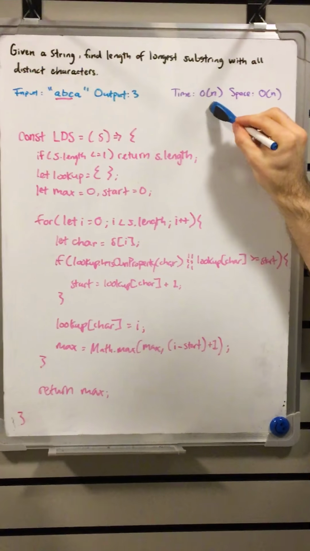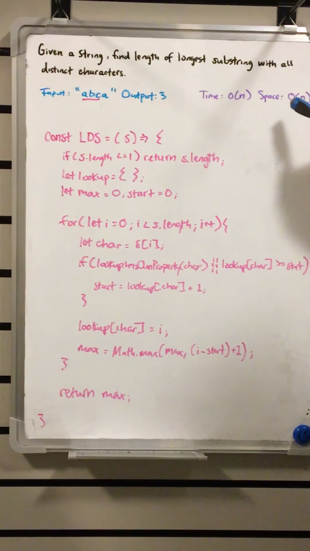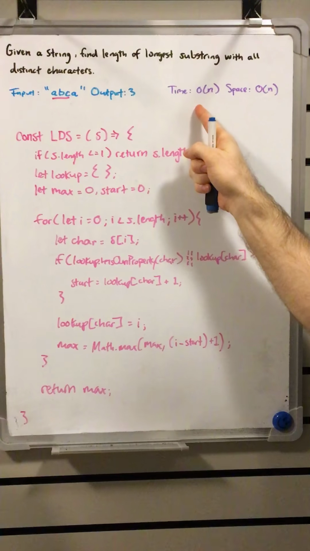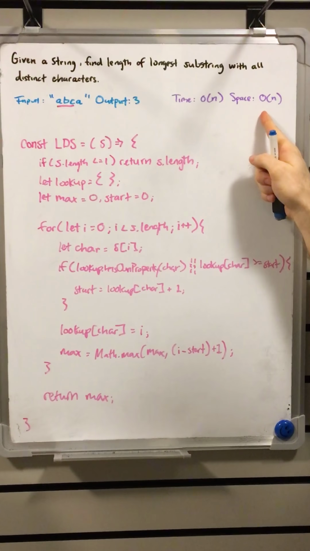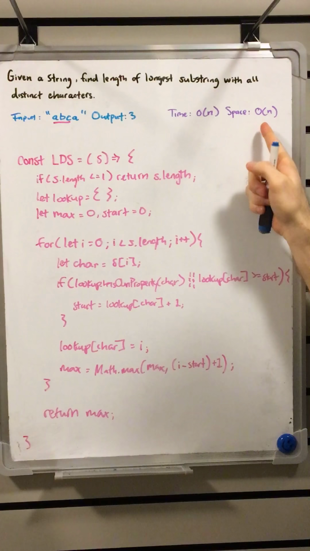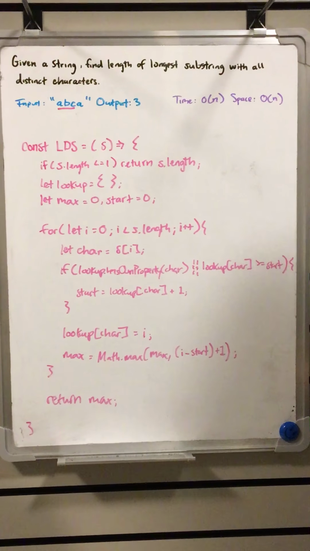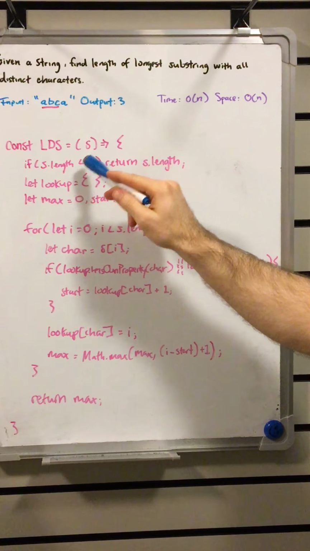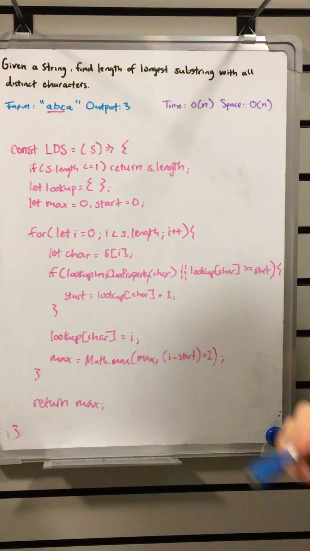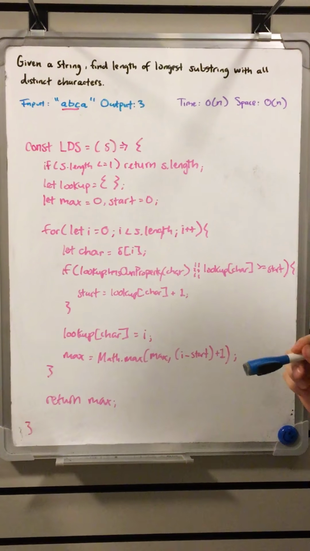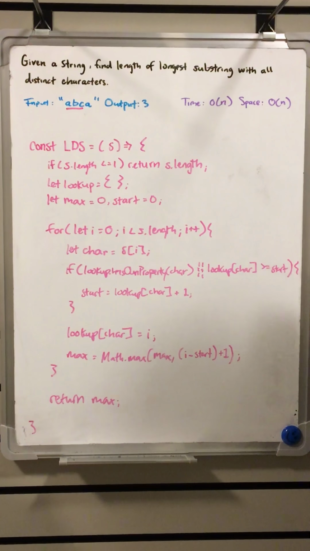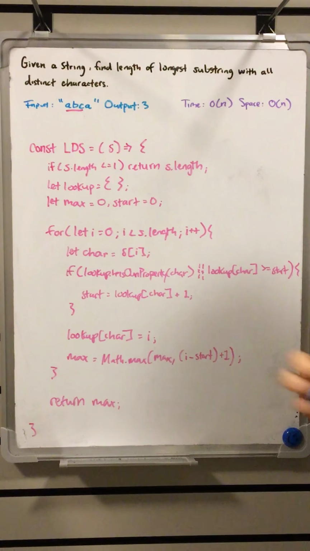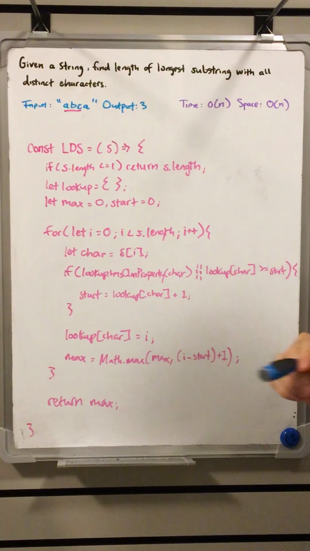We're going to solve this in O(n) time complexity and O(n) space complexity. We're going to iterate through the string once, and we're going to be storing at most n characters inside of an object. So, first step, when we are given our string, we're going to check the length of the string. If the length of the string is less than or equal to 1, we're just going to return the string length, because there's no use in iterating over one character or no characters.